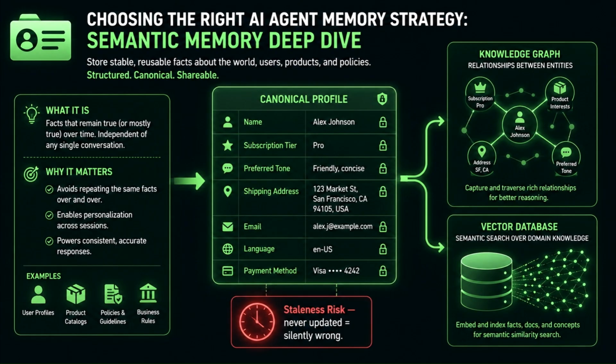Implementation-wise, this usually means a structured profile record for simple user attributes, a knowledge graph for relationships between entities, or a vector database when the knowledge needs to be searched semantically rather than looked up by exact key. The danger with semantic memory is staleness. A fact stored once and never updated becomes actively wrong over time, silently feeding incorrect context into every future conversation until someone eventually notices and manually fixes the outdated record.